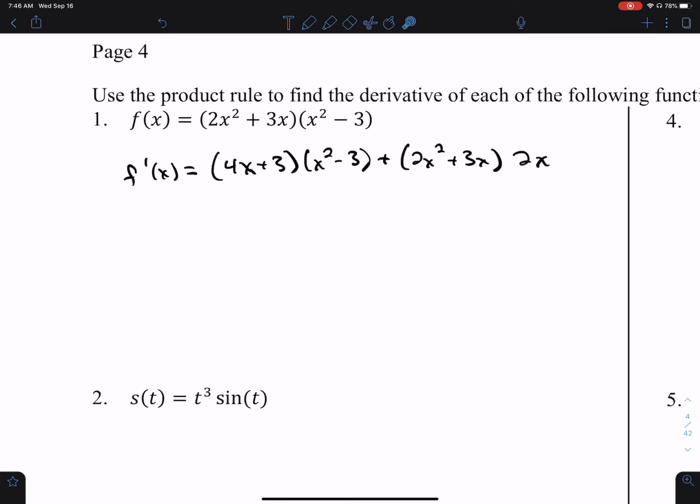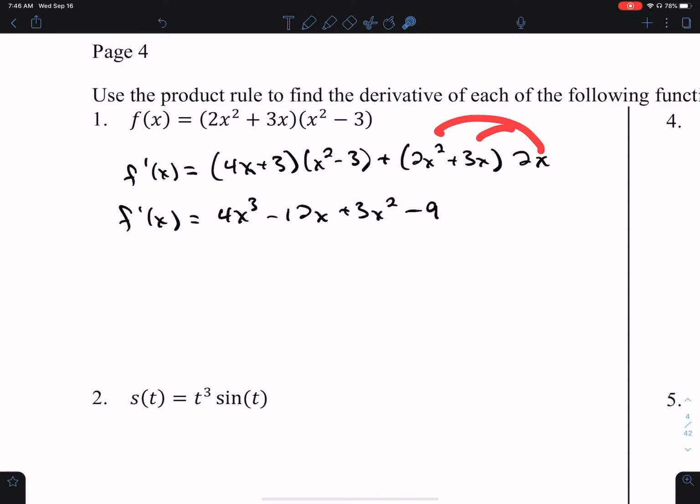But a lot of times on multiple choice, if you're given a question like this, it's going to be in polynomial form, meaning there's not going to be all these parentheses. So if we do some algebra to this, if we multiply the 4x times the x squared, we're going to get 4x cubed. 4x times minus 3 is a minus 12x. 3 times x squared is a 3x squared. 3 times a minus 3 is a minus 9.